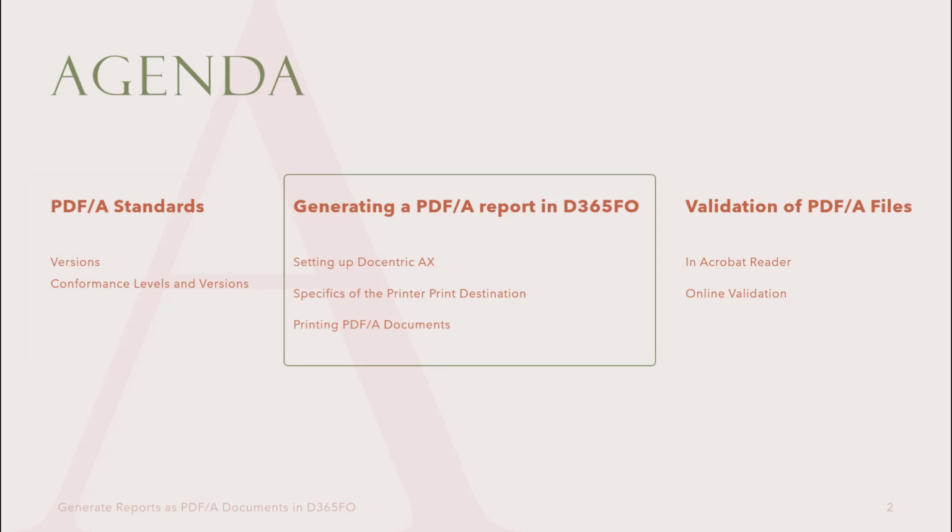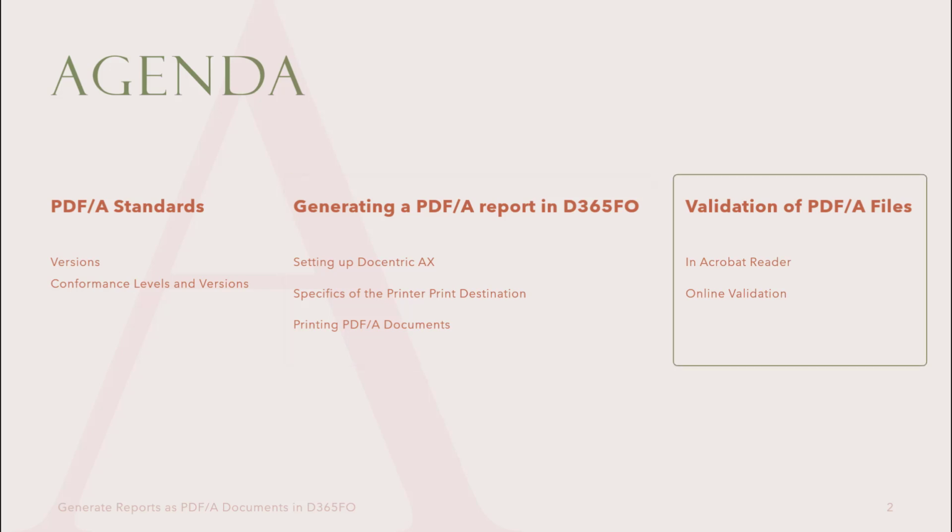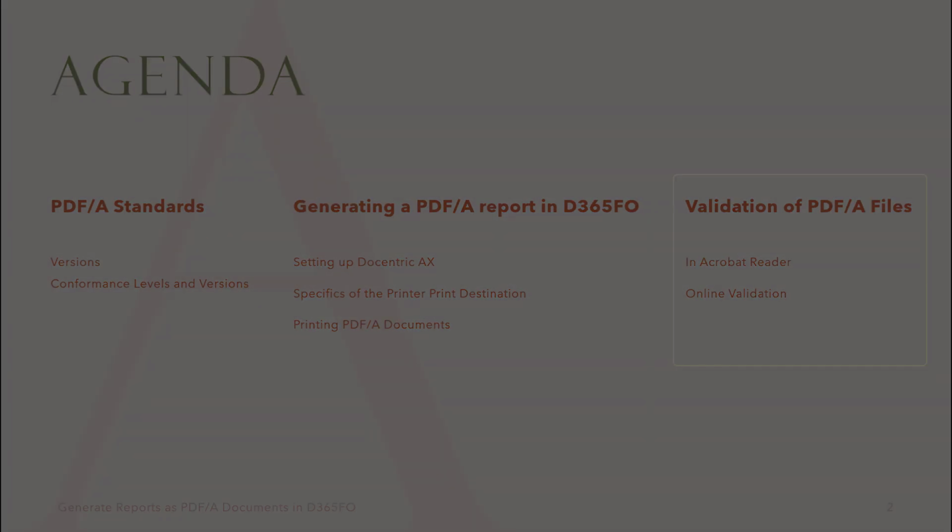Afterwards, I will show you how to set up Docentric print destinations for generating PDF documents, explain some specifics about that, and finally print PDF document from the system. In the last part of this video, I will explain how you can validate generated PDF files.